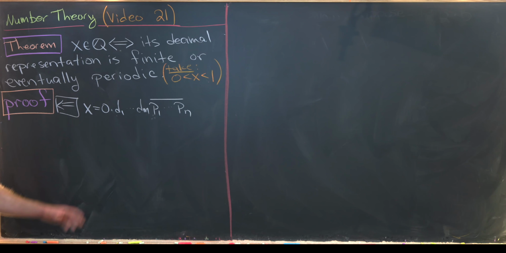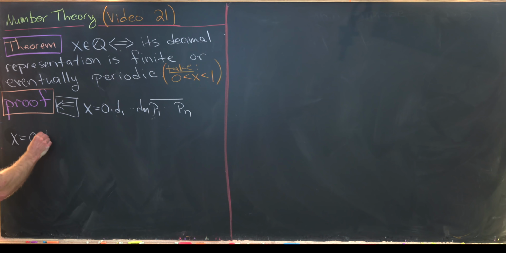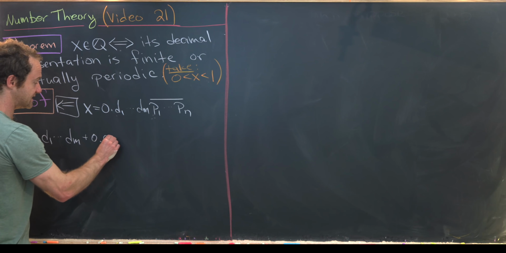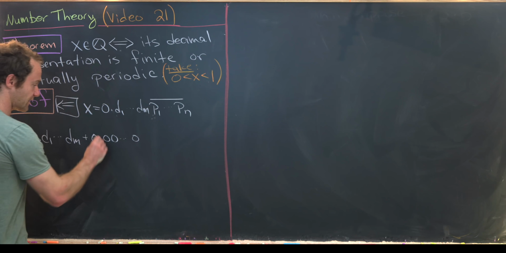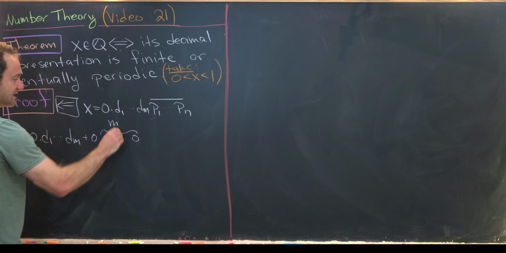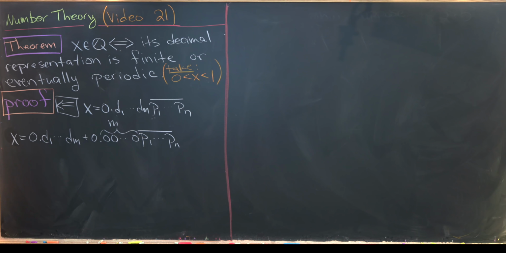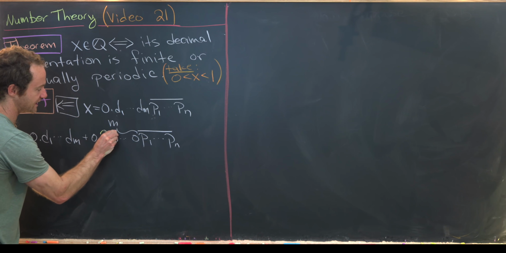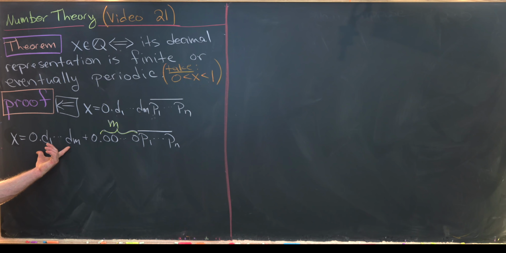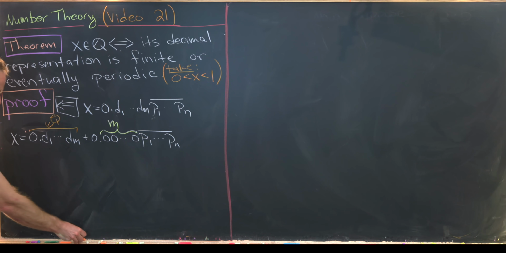Okay, so now we'll take this object and start forming it into a rational number. So let's see, this means that we can write x as 0.d1 all the way up to dm plus 0.00. How many zeros are there? Well, there are exactly m zeros, and then we have p1 up to pn, and I'll put a bar over it to mean it's repeating. Okay, so what have I done? I've broken x into the finite part and then the repeating part. Okay, so from our first result of the day, we know immediately that this is a rational number.